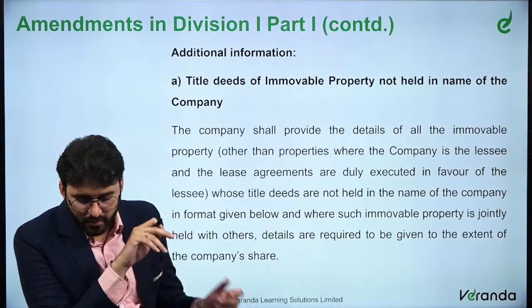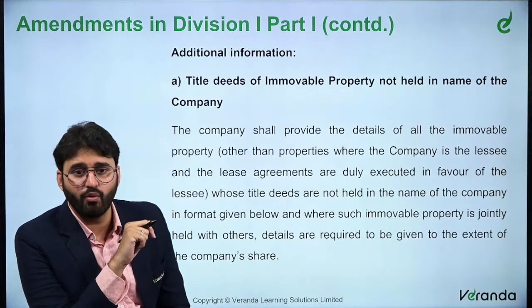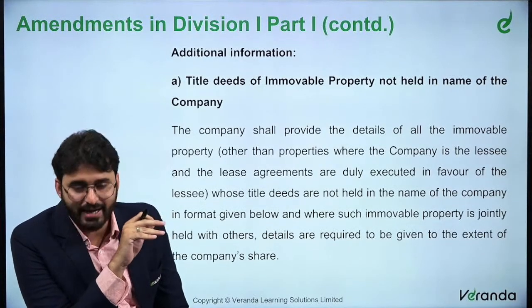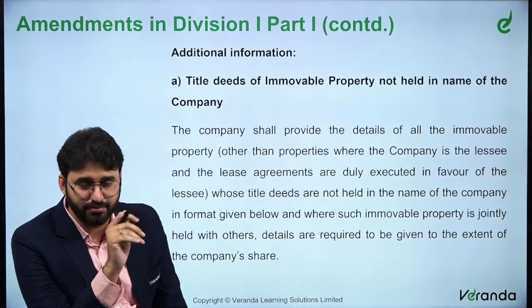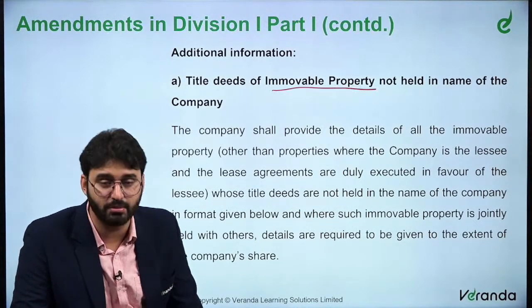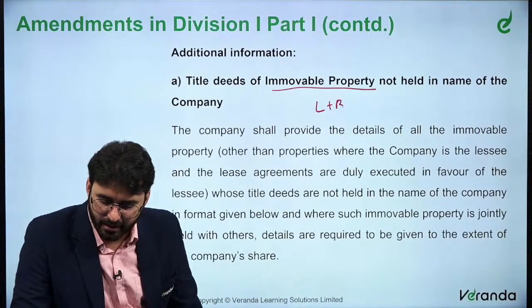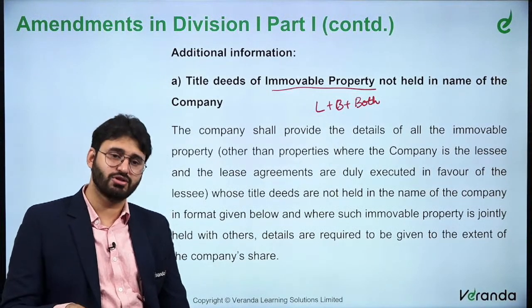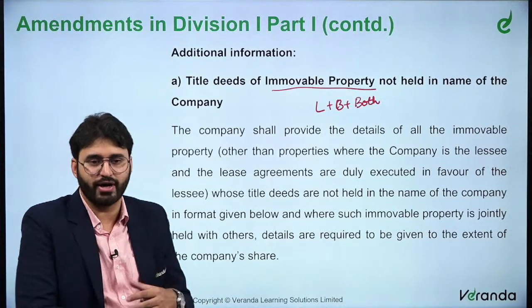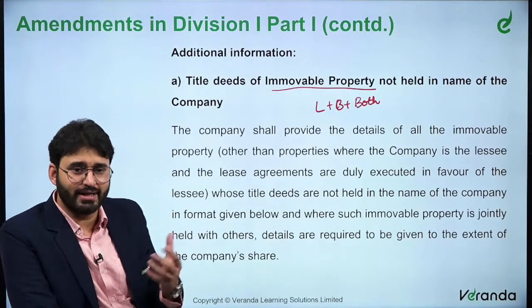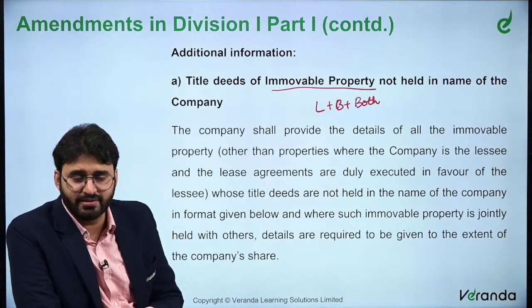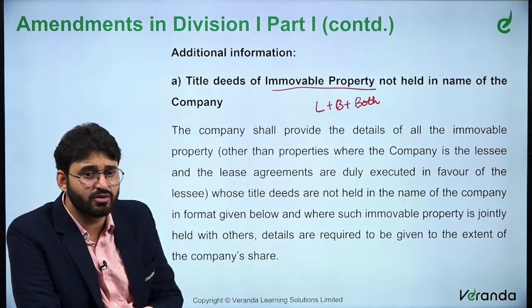Now, title deeds of immovable property not held in the name of the company. This is very important. We are talking about immovable property. What is immovable property? Land, building, or both. So there is an immovable property in the books of the company. But if I look at the title deeds, it is not in the name of the company. Sir, does it strike something in my head?